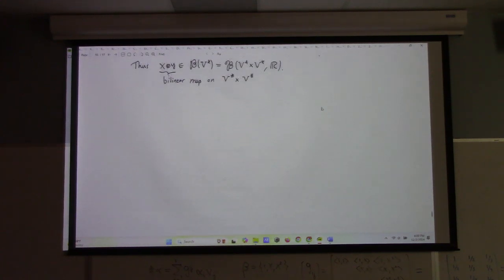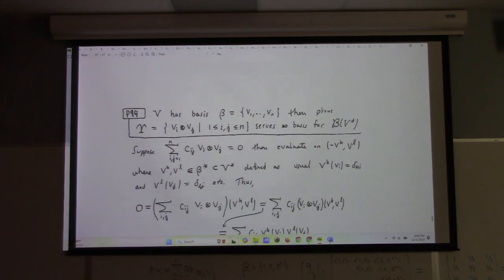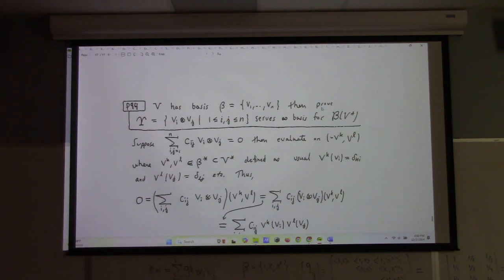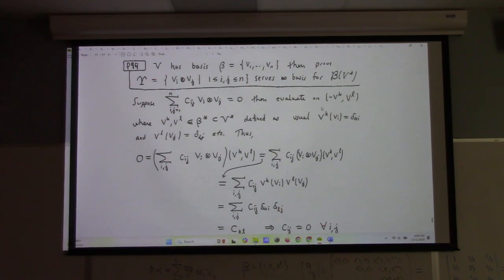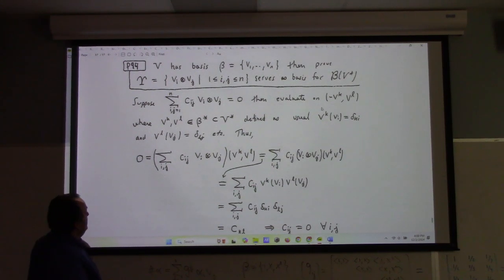I like this one too. You know, prove that upsilon serves as a basis for the bilinear forms over V dual. So this is an extension of the last problem, right? So what do I do?